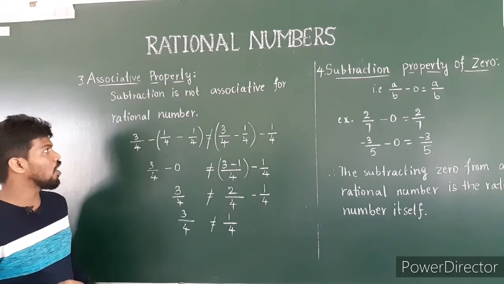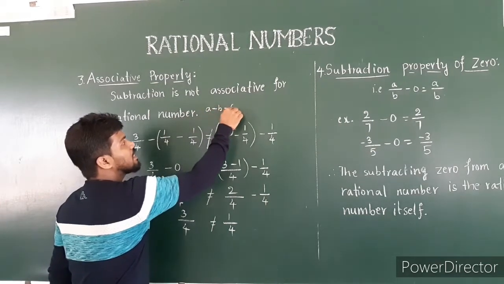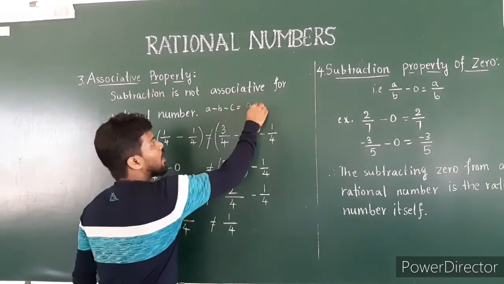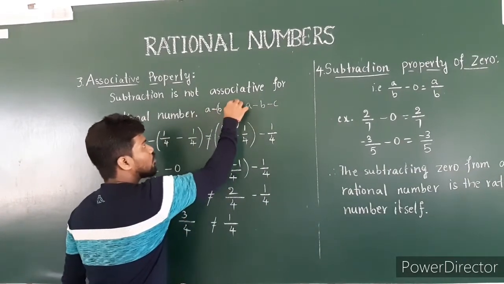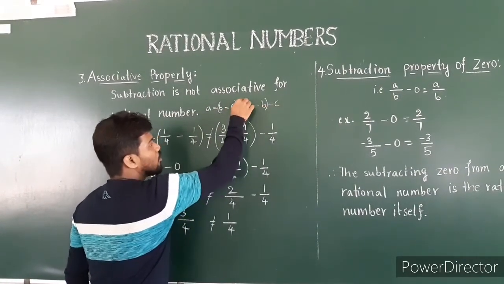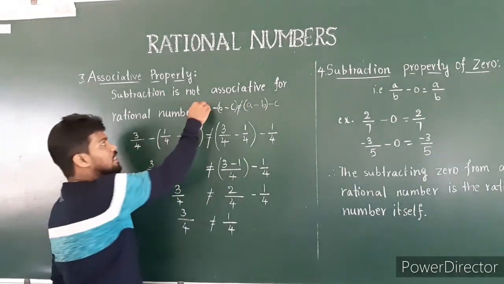The associative law means A + (B + C) = (A + B) + C. Here you take the last two, here you take the first two. So in subtraction, it is not equal: A − (B − C) is not equal to (A − B) − C.